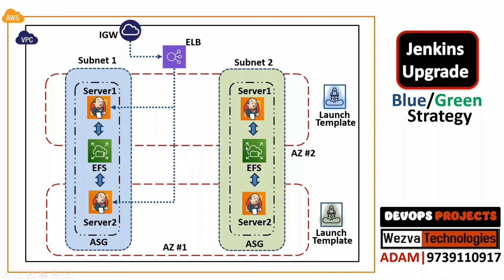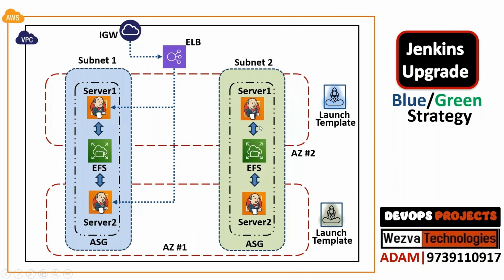It is not two EFS. So whatever that you have actually stored will also be visible in this. So now you can simply go ahead and do the test. And if you feel everything is fine here, then all we have to do is switch the traffic for the load balancer. Instead of going to the old Jenkins, send it to the new Jenkins.